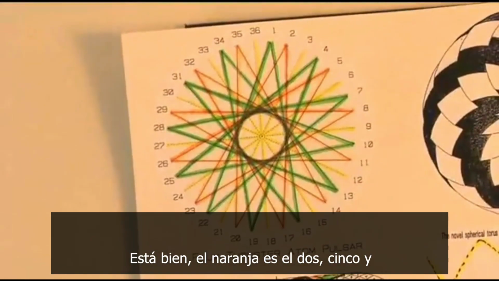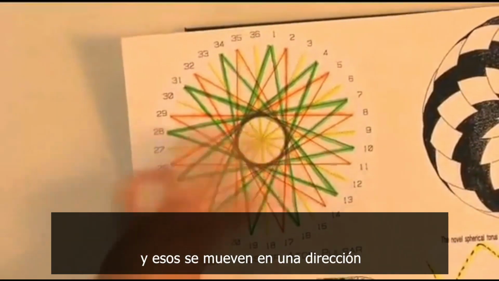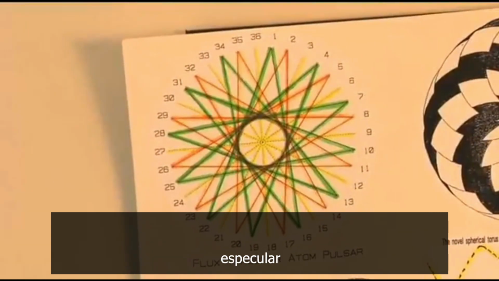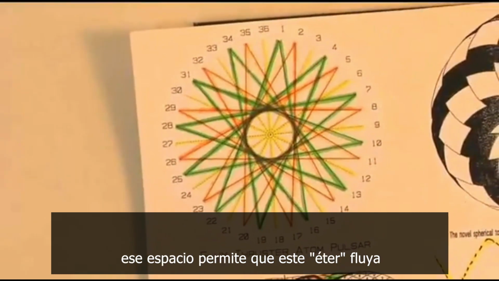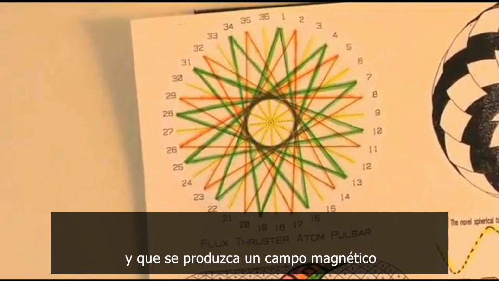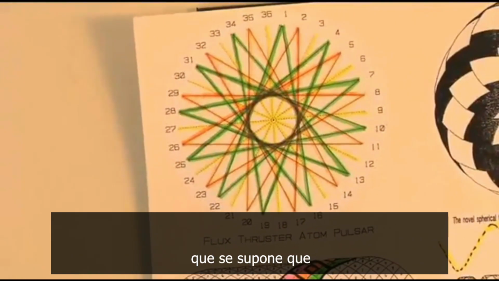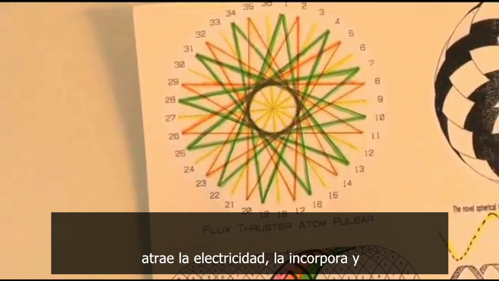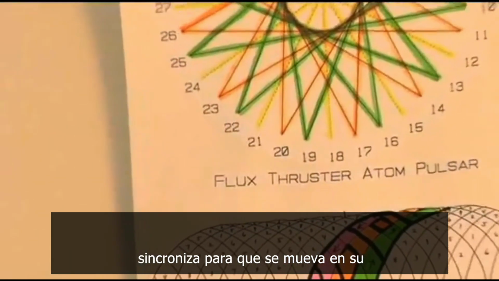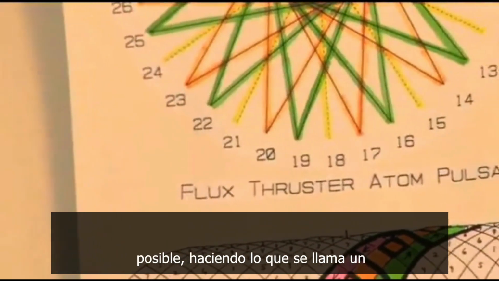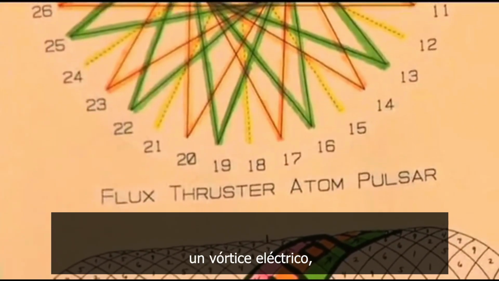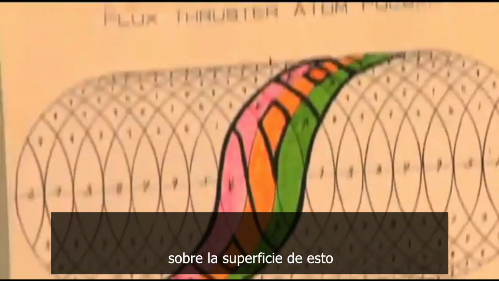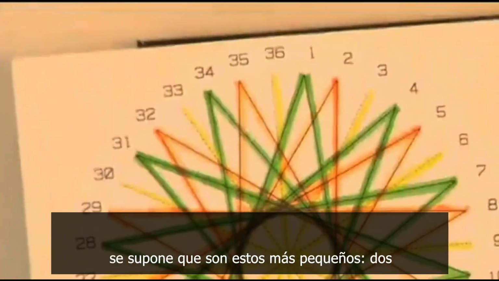Okay, the orange is your 2, 5, and 8s, and those are moving in a mirror image direction. And then you have a space for your 3, 9s, and 6, which is your yellow there. That space allows this etheron flux magnetic field to occur, which is supposed to pull the electricity, entrain it, and synchronize it so that it moves at its fastest acceleration possible, making what's called an electrical venturi, an electrical vortex. Over the surface of this are supposed to be these smaller 1, 2, 4, 8, 7, 5s.